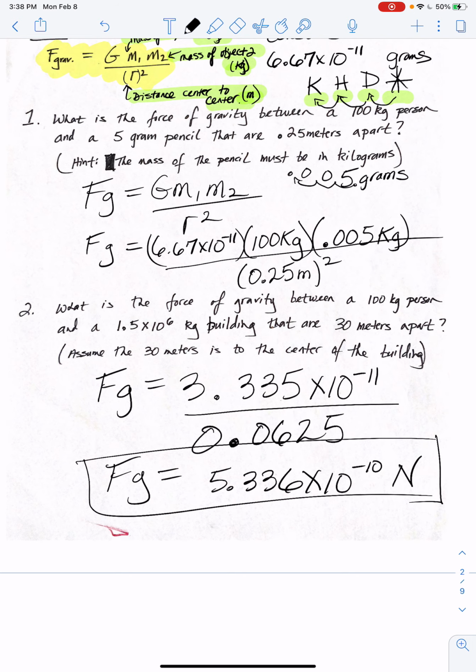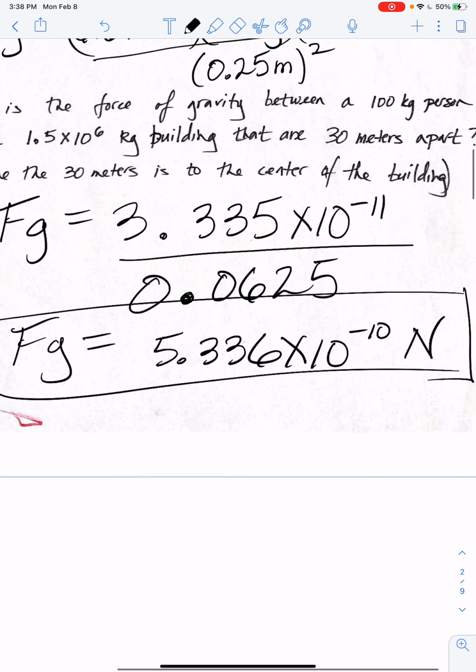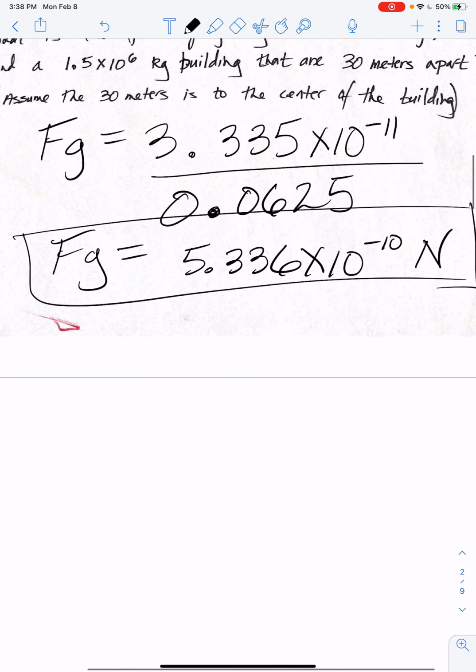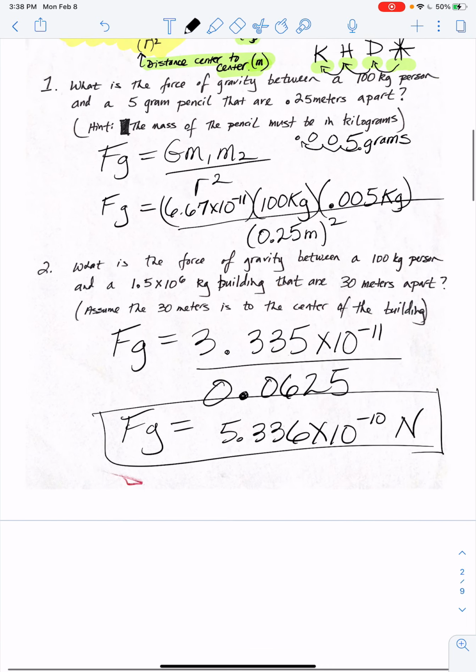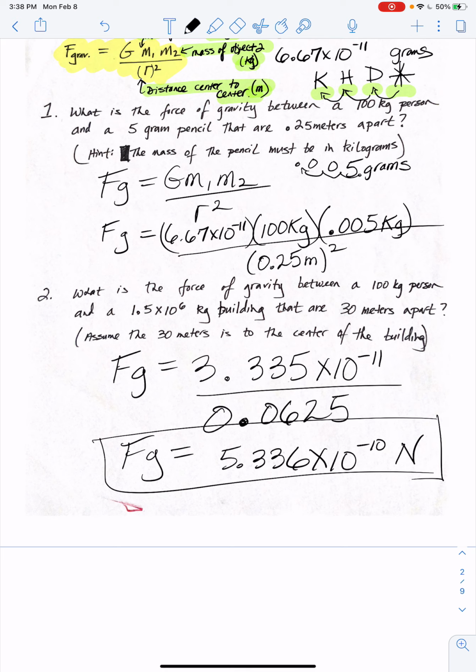Okay, so there it is. This is a very small force, not even close to being a Newton. It takes 4.44 newtons to equal a pound of force, so this is much, much smaller than a pound of force. This is more like 53 billionths of a Newton, not even close to one whole Newton. And this is why you wouldn't notice a force of gravity, say, between you and a pencil sitting on your desk.